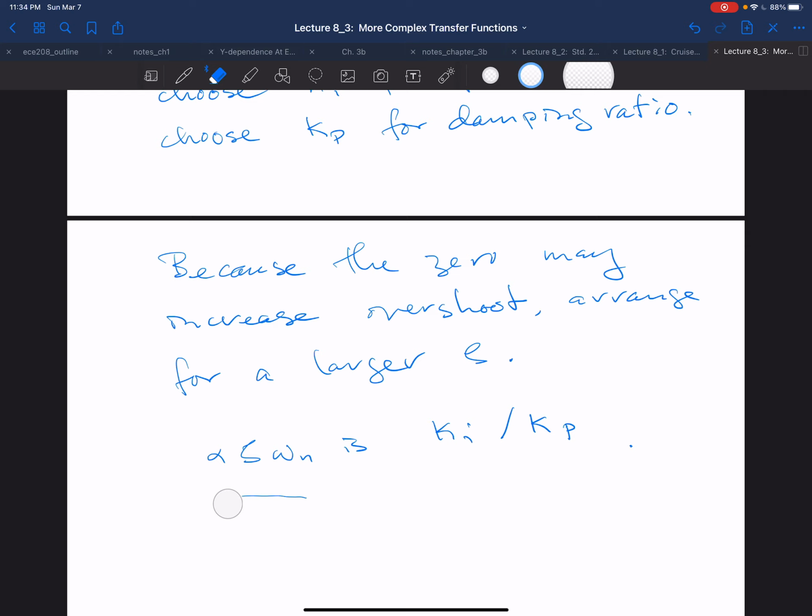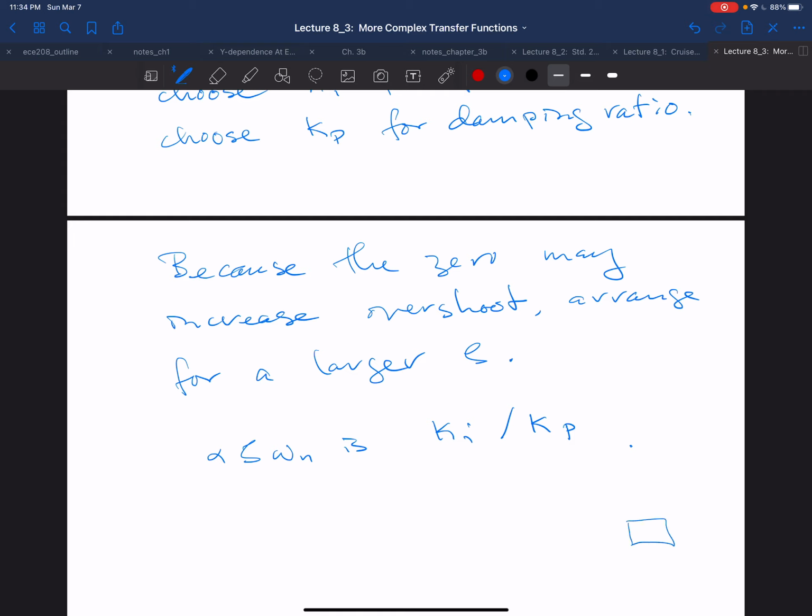Of course, we can do our design in an iterative way. We'll choose Ki and Kp, see what kind of overshoot we get. If there's too much, we will increase Kp so as to increase the value of zeta, and then simulate the response again and see what we get.